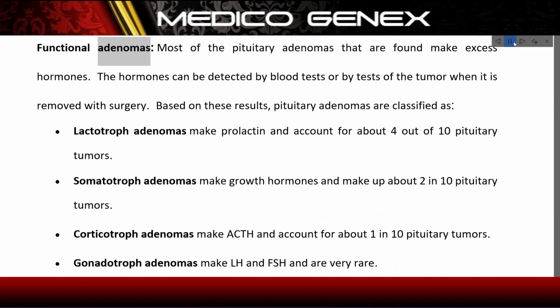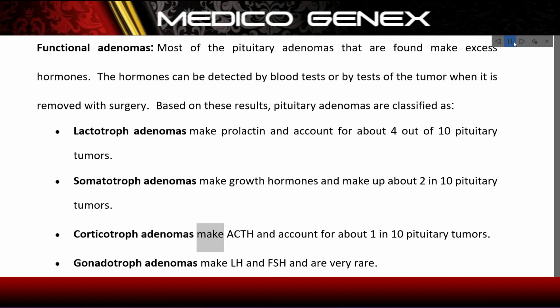Functional adenomas. Most of the pituitary adenomas that are found make excess hormones. The hormones can be detected by blood tests or by tests of the tumor when it is removed with surgery. Based on these results, pituitary adenomas are classified as lactotroph adenomas, which make prolactin and account for about 4 out of 10 pituitary tumors. Somatotroph adenomas make growth hormones and make up about 2 in 10 pituitary tumors.